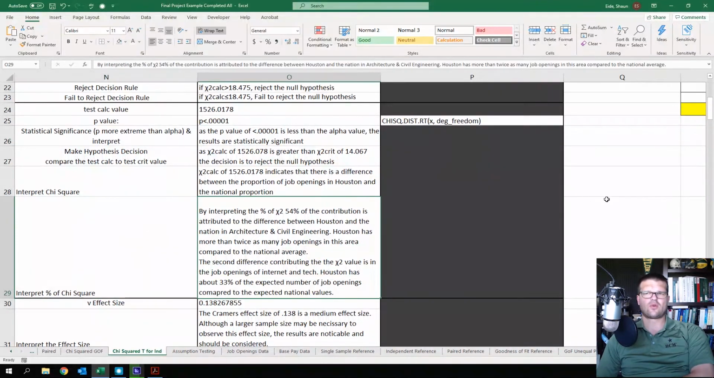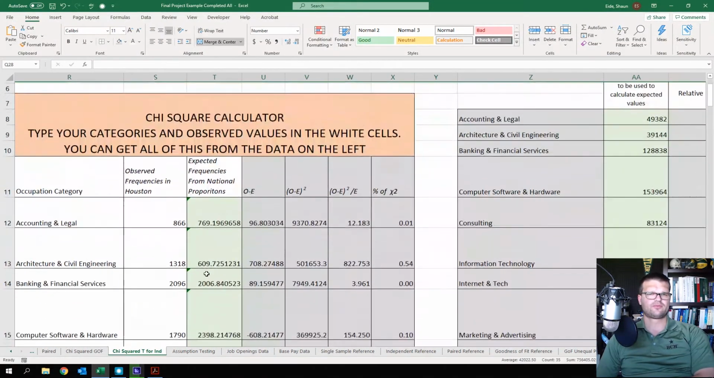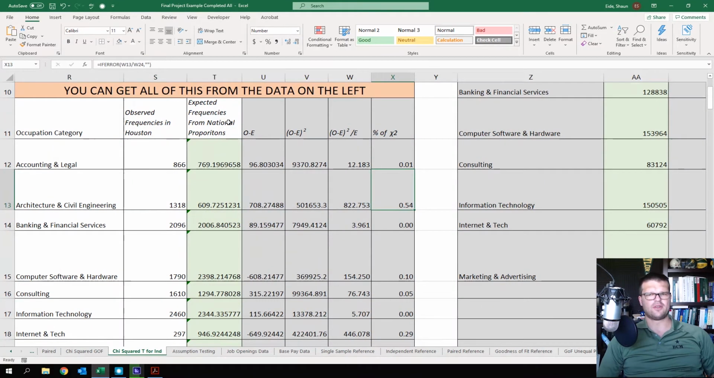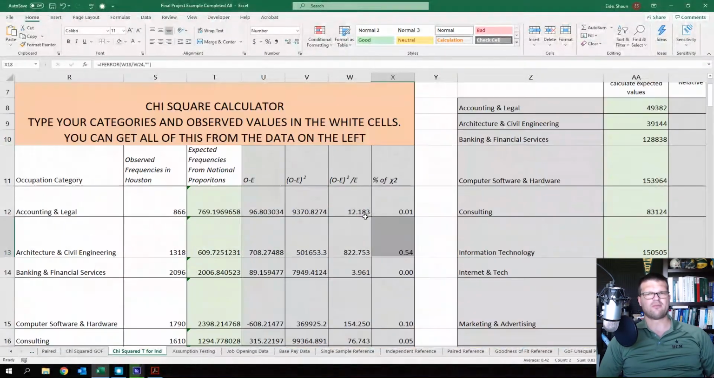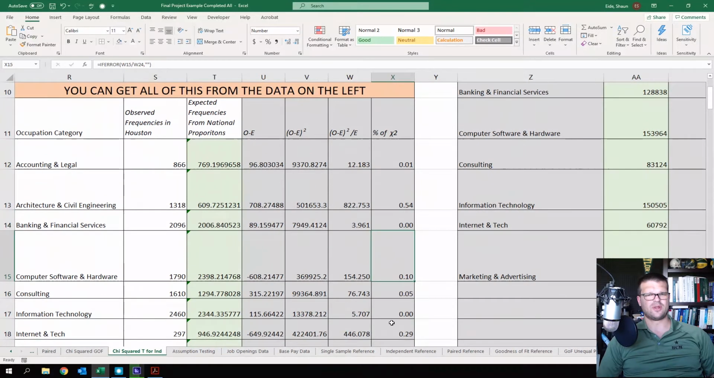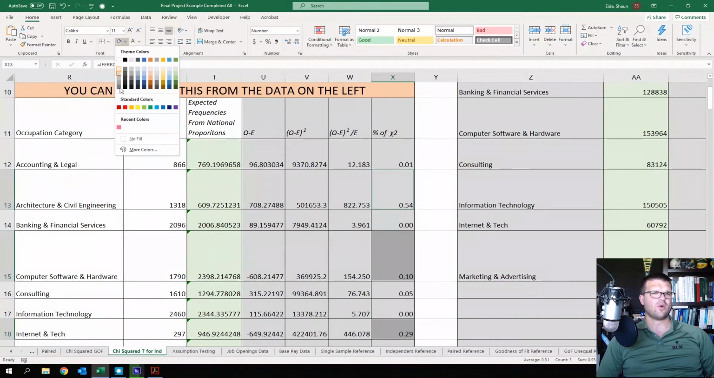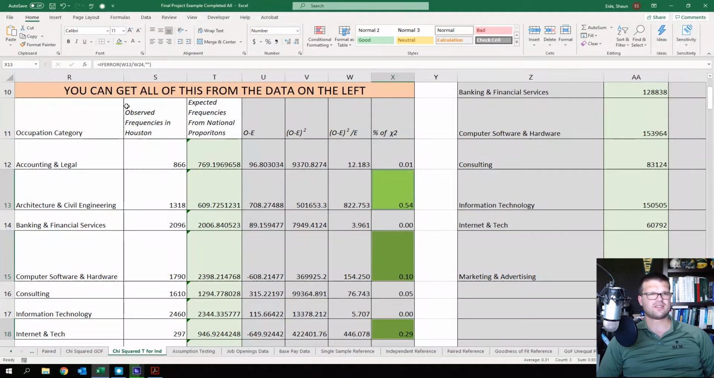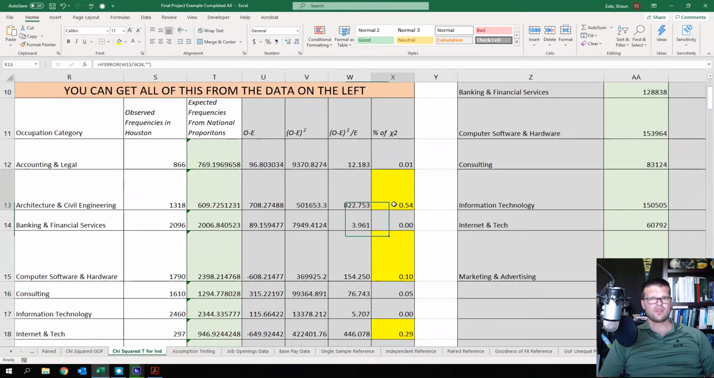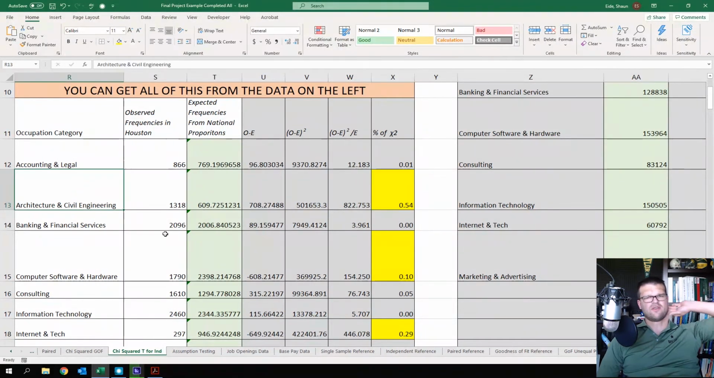And so we're going to look at the individual categories. And so we only care about the categories that are above 10%. I really don't even care about the one that's 10%, but if you want, I'll highlight that one too. Some people I guess would. But you've got, I didn't want green, I want yellow. You've got 54% of the difference of the chi-squared calc comes from architecture and civil engineering, 10% comes from computer software and hardware, and 29% comes from internet and tech.